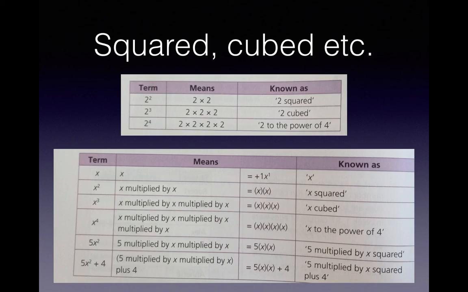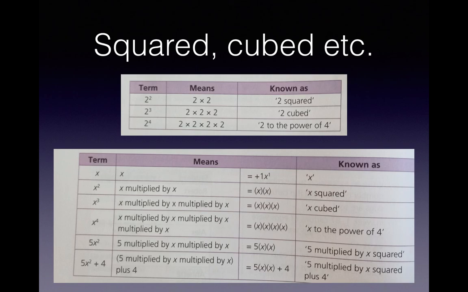And 2 to the power of 4, you're multiplying the base, which is 2, by the indice, which is 4. So 2 is multiplied by itself 4 times. All right, we've come across that before. Now go to the bottom box. Okay, we start with the x. The x means it's 1 by x. And we can write that as a power. We can say it's x to the power of 1, because it's just x on its own multiplied by itself once, which is just writing it as x.